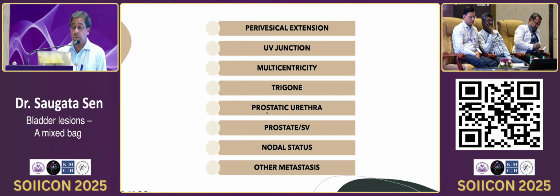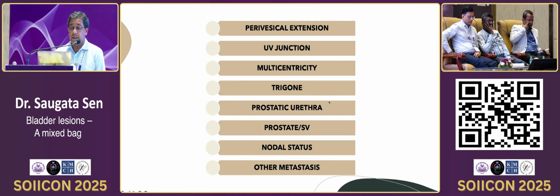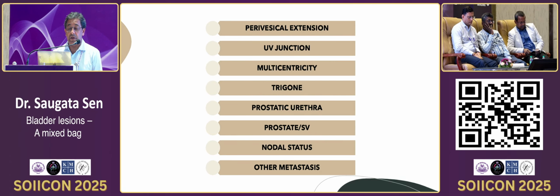So what does the surgeon want to know? These are the things that the surgeon wants to know. Of course, perivesical spread, UV junction involvement, trigone involvement, multicentricity, whether prostatic urethra is involved, prostate is involved, seminal vesicle is involved. Apart from that, nodal status and other metastasis, which we will not discuss.